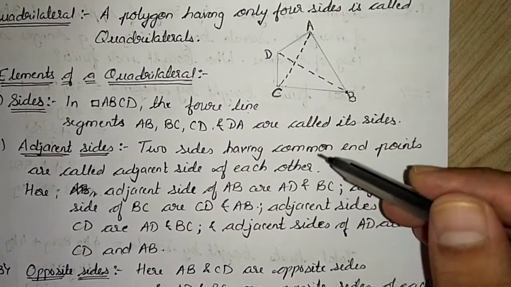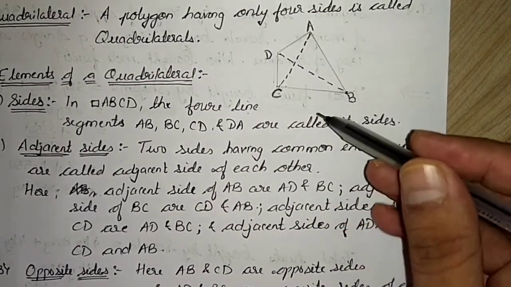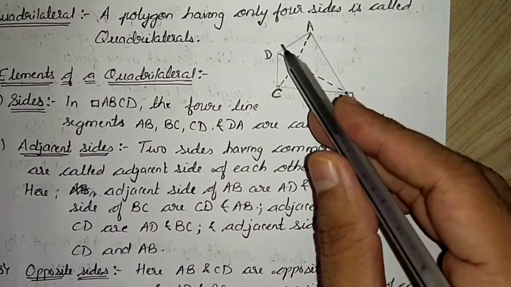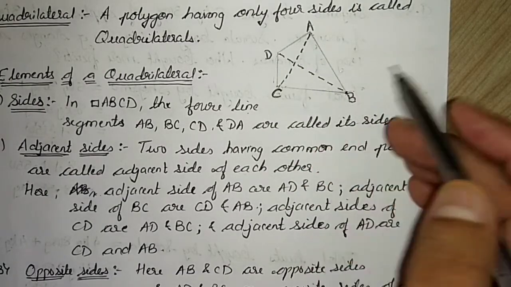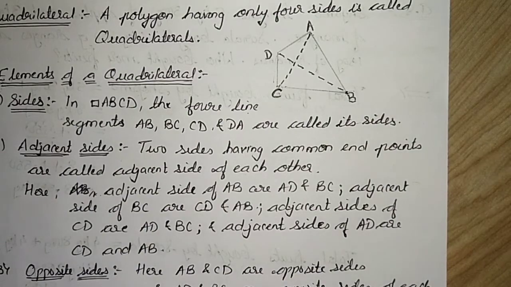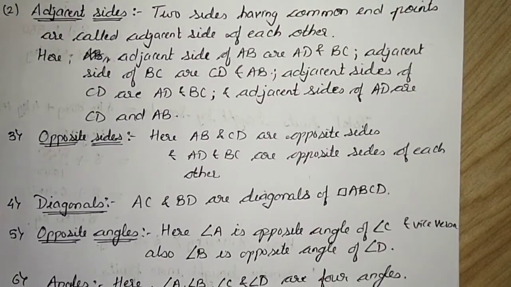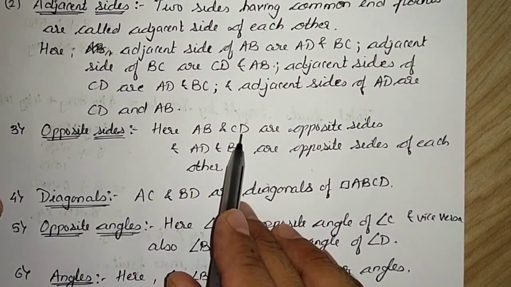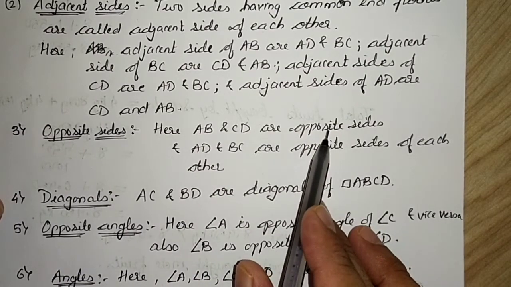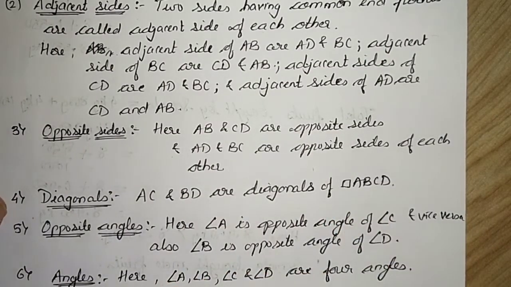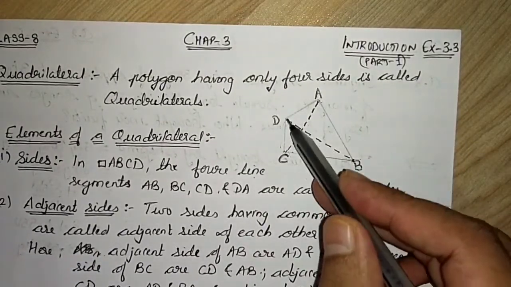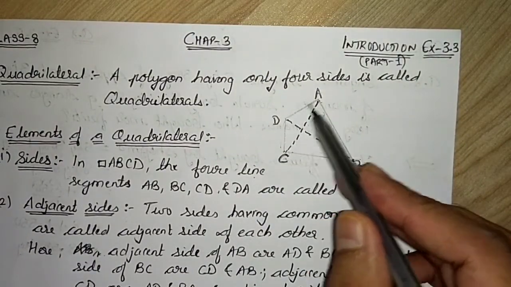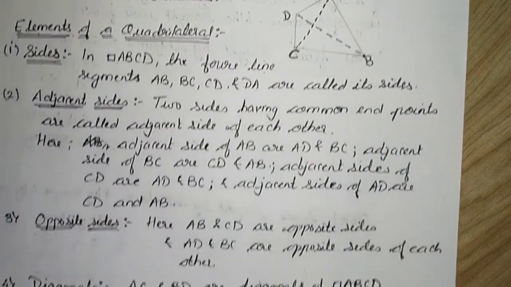Now coming to opposite sides. Opposite sides are the opposite of adjacent sides. There is no common point between them. Here you can say AD and BC have no common point between them, so they are known as opposite sides. So here AB and CD are opposite sides of each other, and AD and BC are opposite sides of each other. Let me show you. AB and CD are opposite sides and AD and BC are opposite sides.